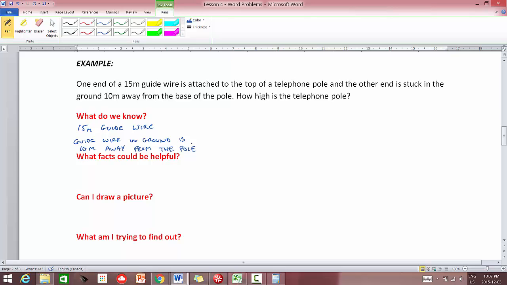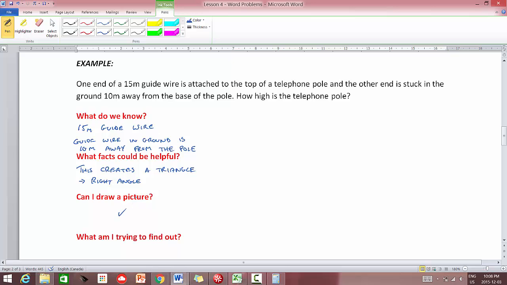Okay, so what facts could be helpful? Well, this creates a triangle. And because the pole is straight up and down and perpendicular with the ground, it ends up making a right angle triangle. So this creates a triangle, right angle. Can I draw a picture?